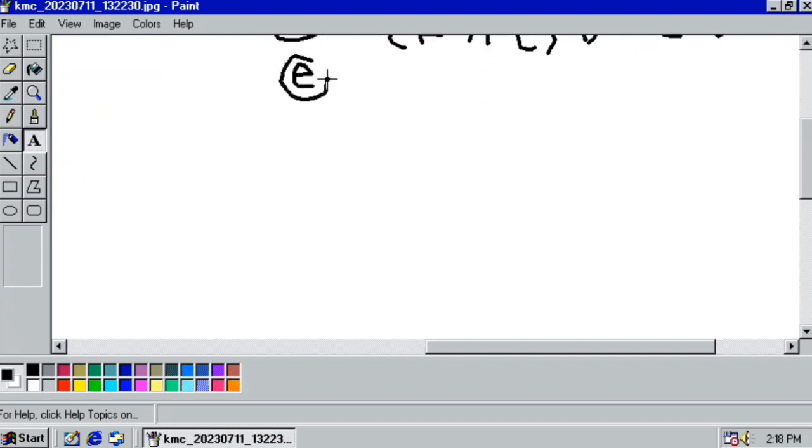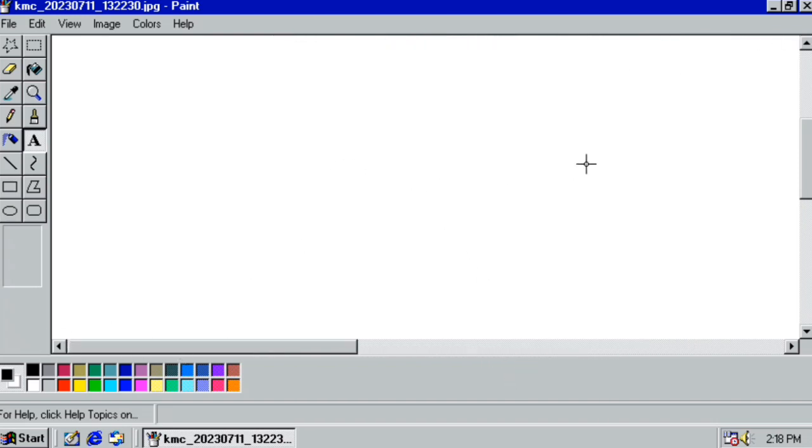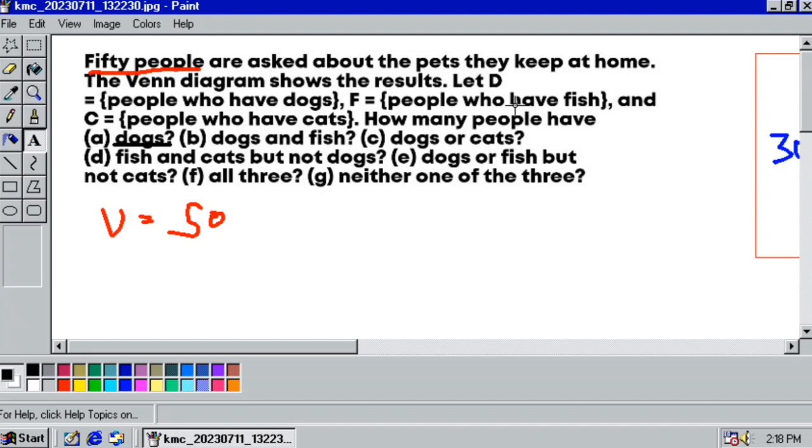Next, E. So what was the question again? It was dogs or fish but not cats. So it's just the same as the last example, D. I mean no. It says or. Since it's or, it's basically the union when it is or. But when it says and, it's the intersection. So and is the intersection and or is the union.